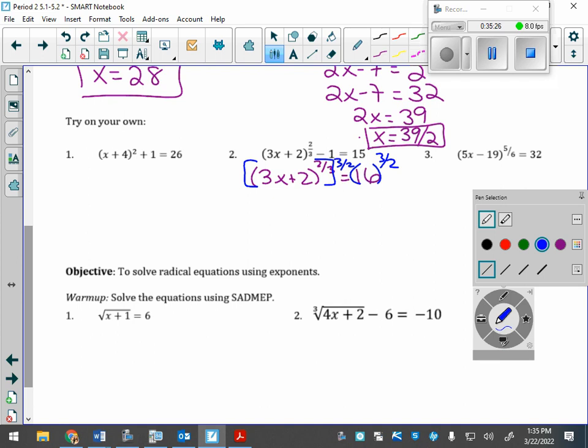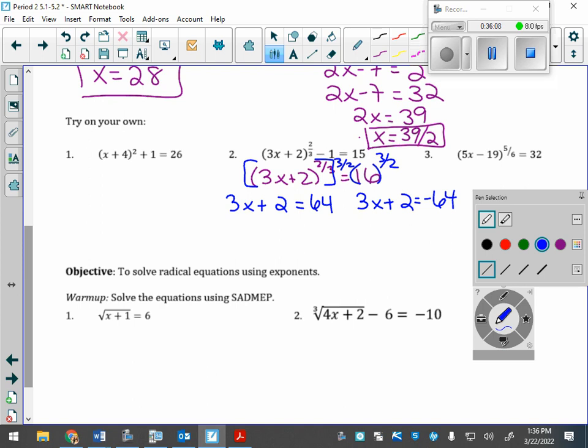Now, is my denominator even? Yes. So if I was to rewrite 16 to the 3/2 in radical notation, what would it be? Go ahead, Nolan. Square root of 16 to the 3rd power. So, what is the square root of 16? 4. What's 4 cubed? We'll have 4 and negative 4 when we take the square root. 64. So we have positive 64 and negative 64 because you're still taking that square root. Okay, now you're able to solve.